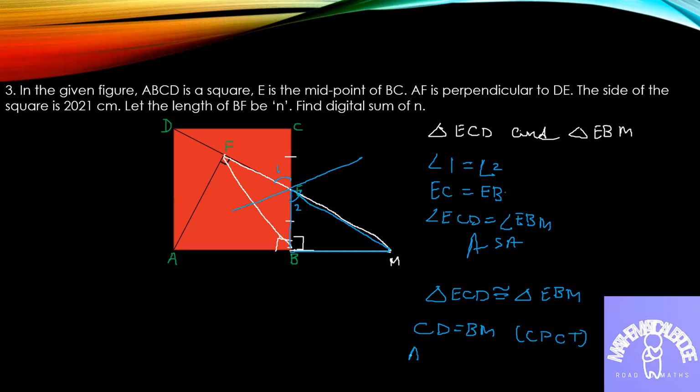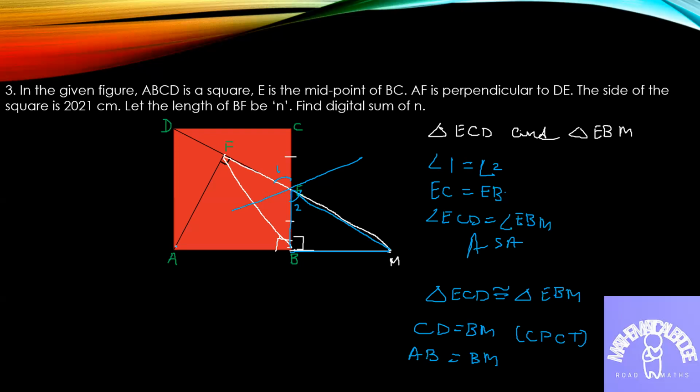This means AB, because CD is equal to AB, you can see this is a square, is equal to BM. This means AB is equal to BM.